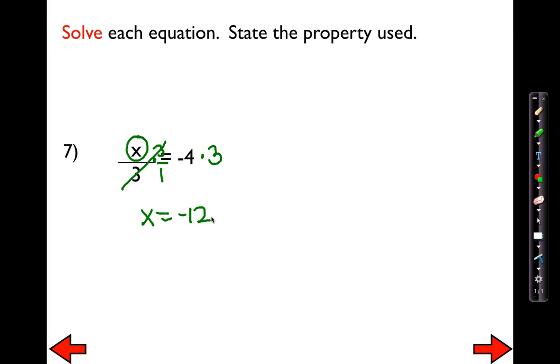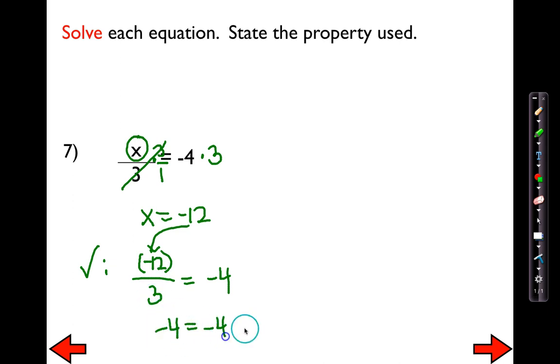So before I claim this is my final answer, I do want to check my work, so let's check it out. We're going to go ahead and put x divided by 3, which is supposed to equal negative 4. So here for x, I'm going to plug in my negative 12. Negative 12 divided by 3 is a negative 4. Does that equal negative 4? Yes, it checks out. So I'm going to say my solution is x equals negative 12.